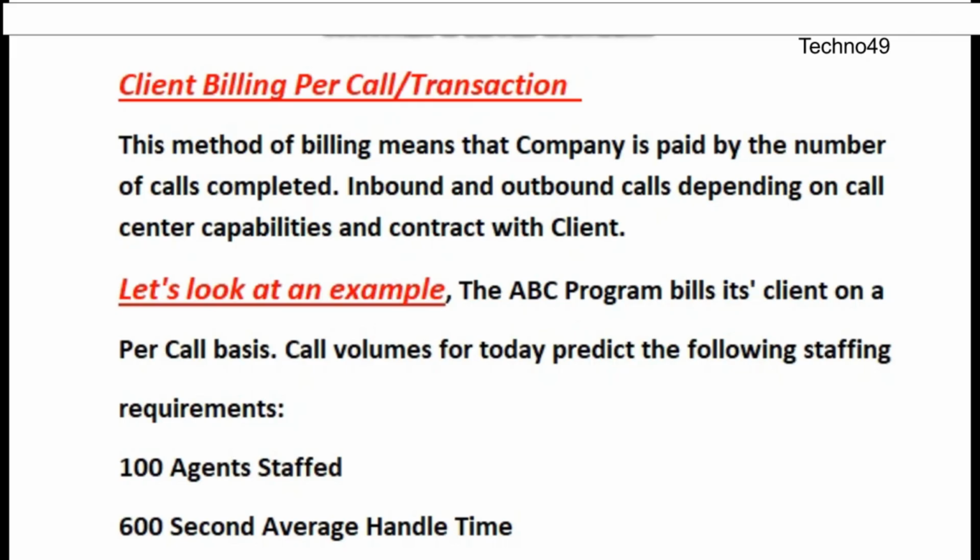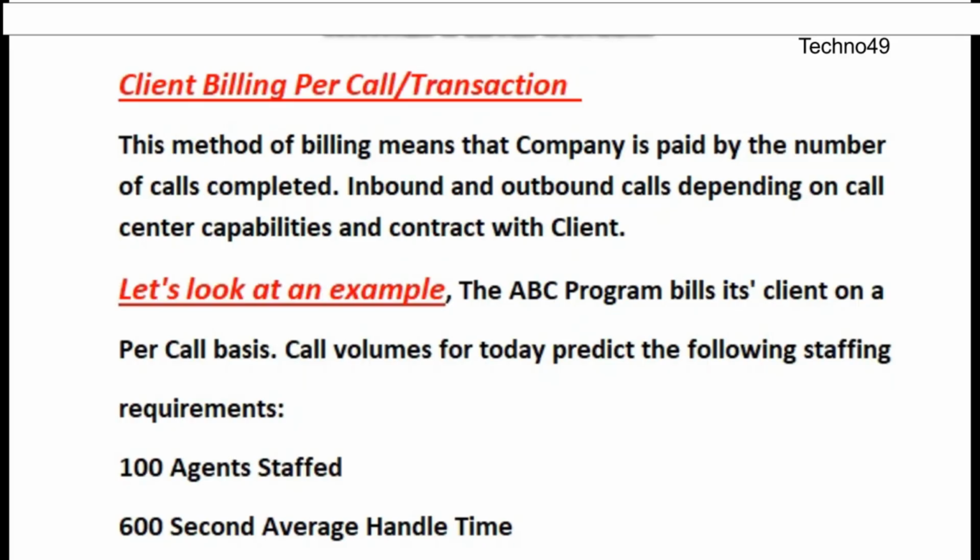In my last video, I talked about the client billing model with the help of production hour. If you haven't seen that video, please try to watch that. That will definitely help you increase your knowledge when it comes to how a call center can bill the client on the basis of production hour.